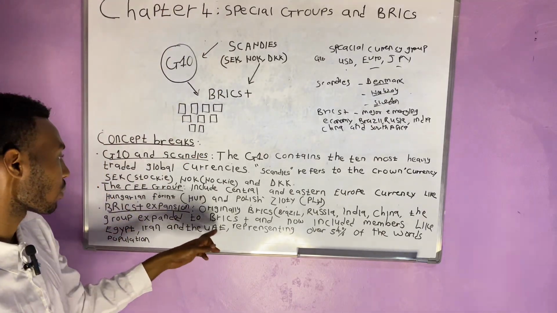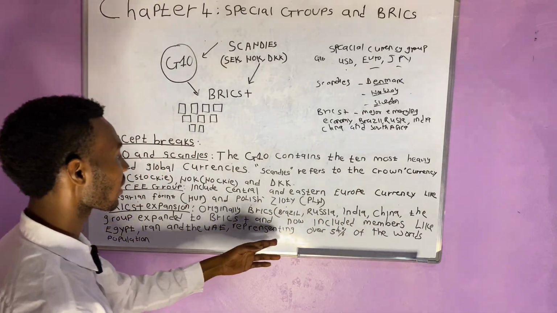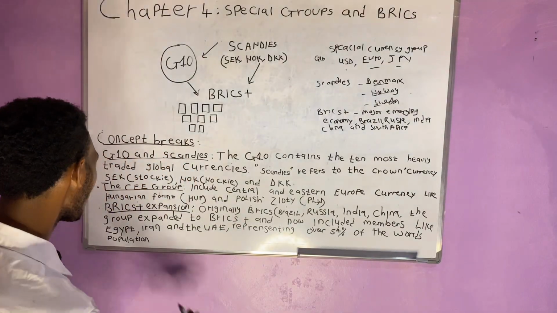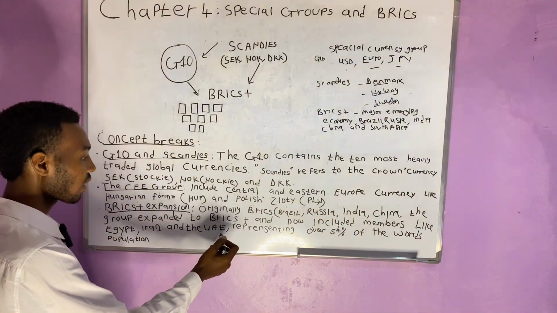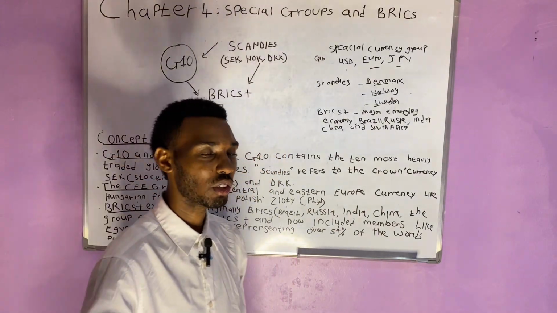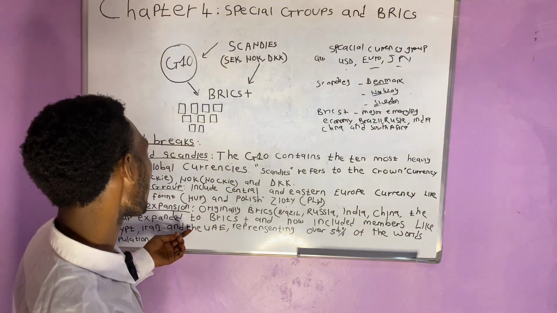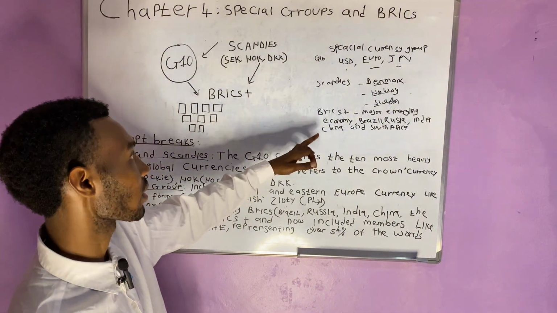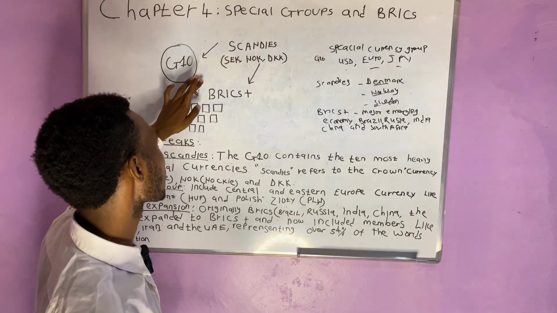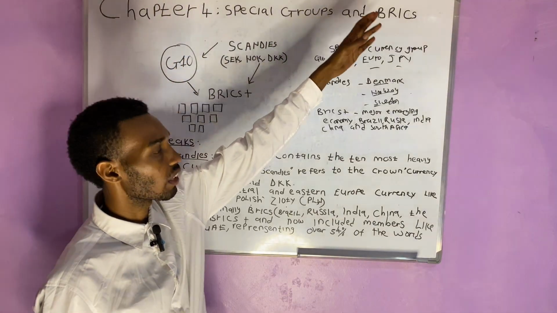And the BRICS expansion, originally based on Brazil, the group expanded to BRICS plus and now includes members like Egypt, Iran and the UAE, representing over 54% of the population and the world's economy. Yes, these are the emerging expansions. That is the BRICS plus, the Scandis and the BRICS plus. That is the G10s. They are the special groups and the BRICS.